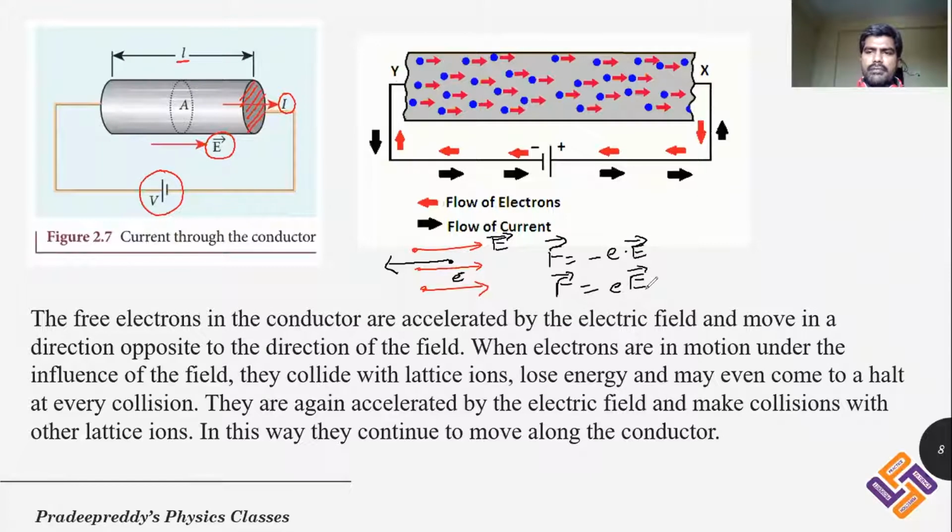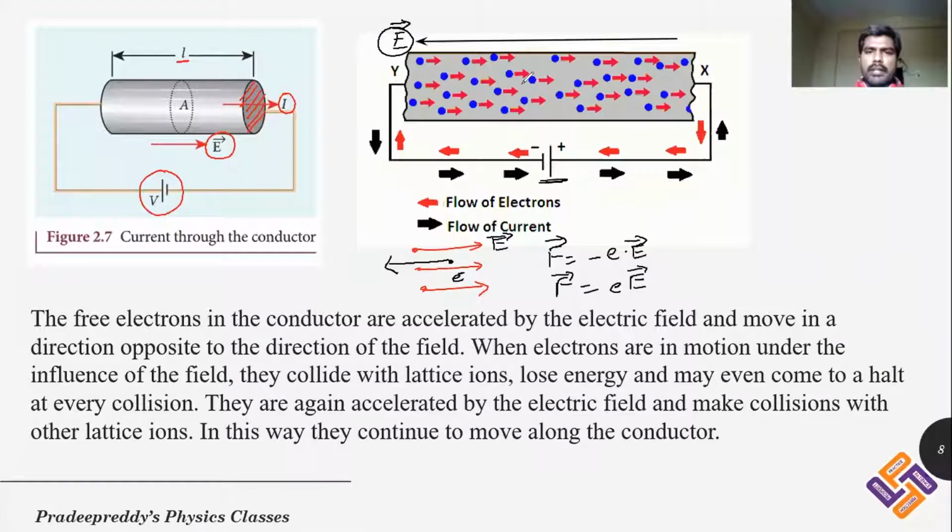Positive charges will be drifted in the direction of electric field. Negative charges get drifted in direction opposite to that of electric field. So as a result, when you are connecting a battery, here we have electrons. All these electrons are forced to move in such a way it is opposite to electric field. So electric field is set up in which direction? Electric field is set up in this direction. It is from positive terminal to negative terminal. This is electric field.